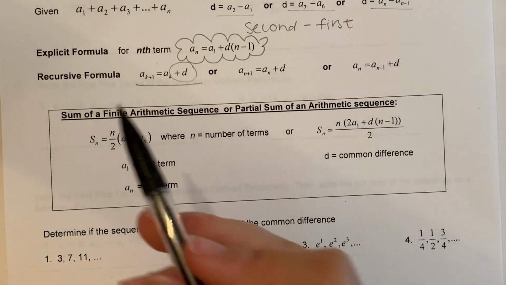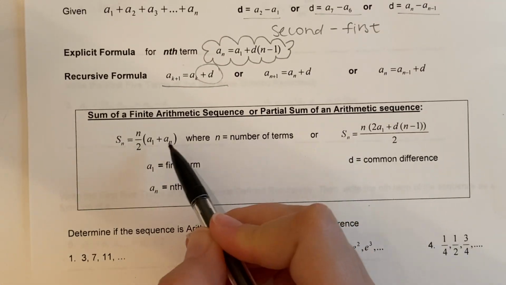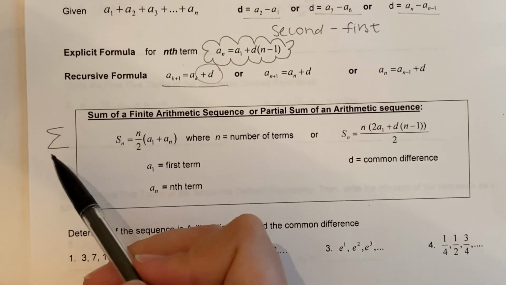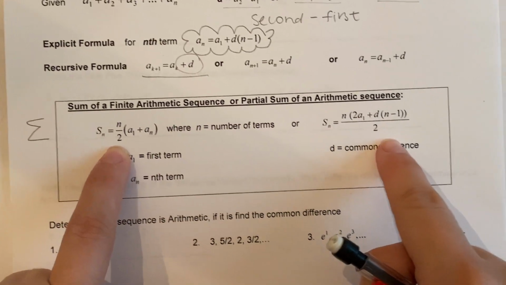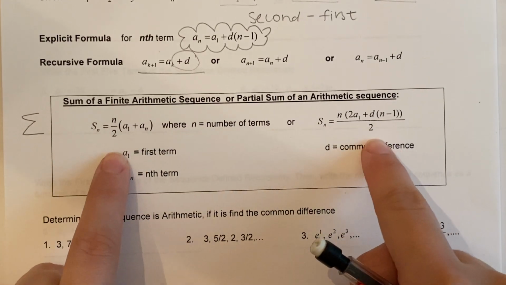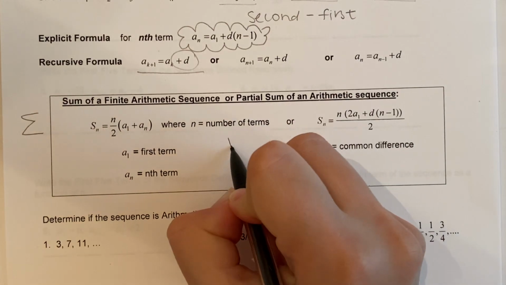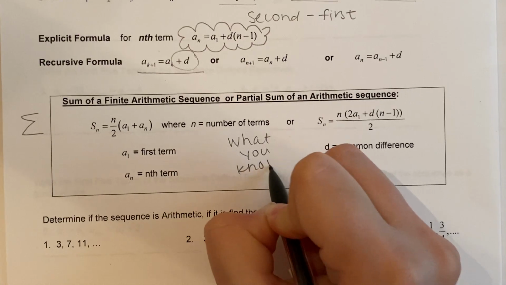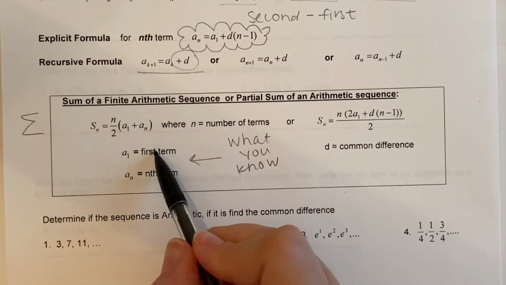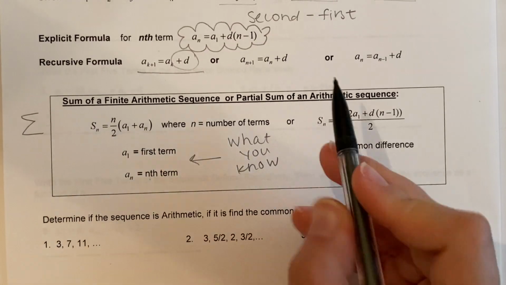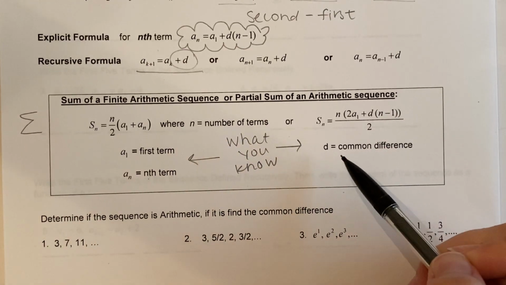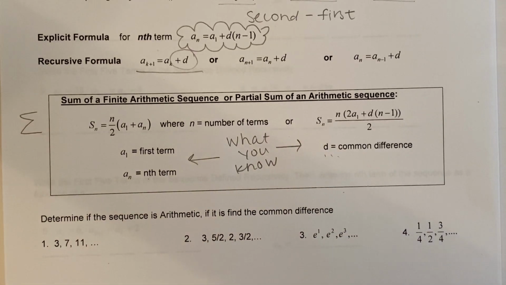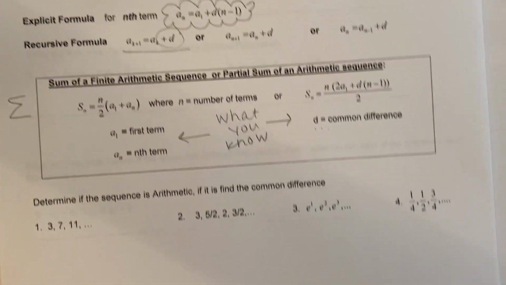Now, for the summation, these are two equations that you can use to do the summation thing that we learned in the last lesson. And there's two different equations because depending on what you know is which one you choose. So if you know the first term and the term that you're looking for, you'll use this equation. If you just know that you're trying to find the 20th term and all you have is D, you'll use this equation.